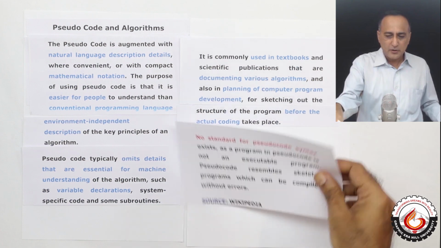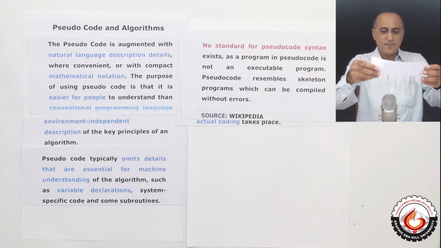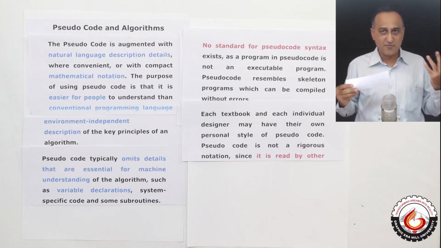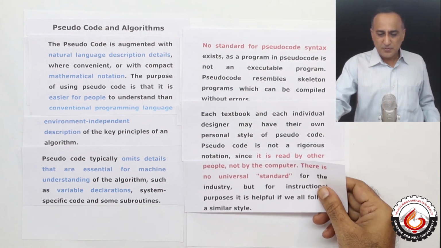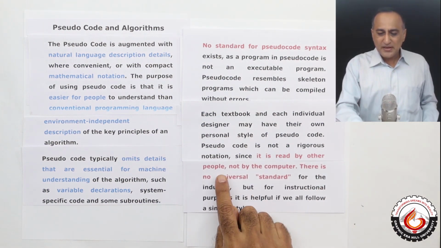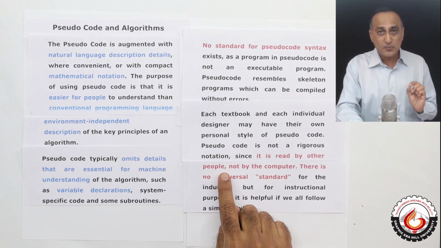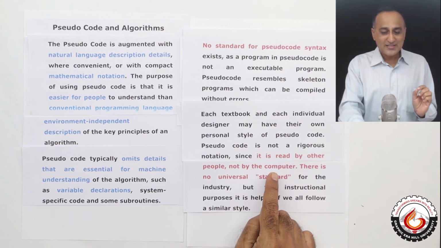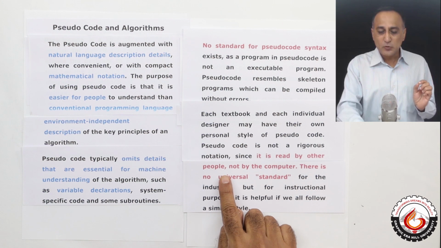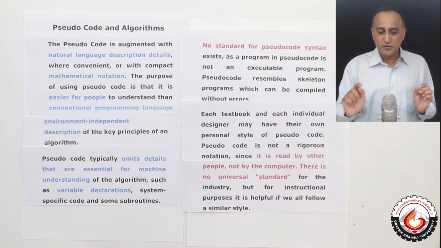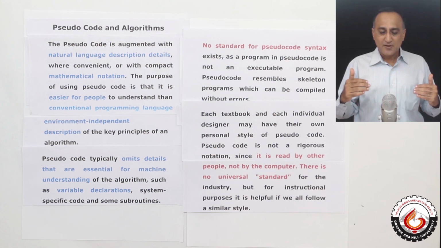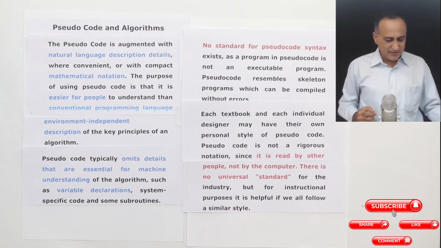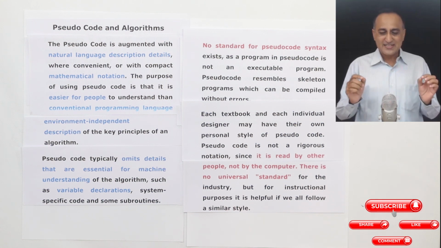Now going back to the discussion about standards, as I told you, it's used in textbooks, and each individual person has a way of writing, each textbook has a way of doing it. The purpose of writing a pseudocode is that it is meant to be understood and read by human beings, not by the computer. A program is written so that a computer understands, whereas a pseudocode is written so that a human being understands. There is clearly no universal standard. But for the purpose of this course, we will follow a certain style. Once you see a few examples, you will get a clear idea of what that style is.